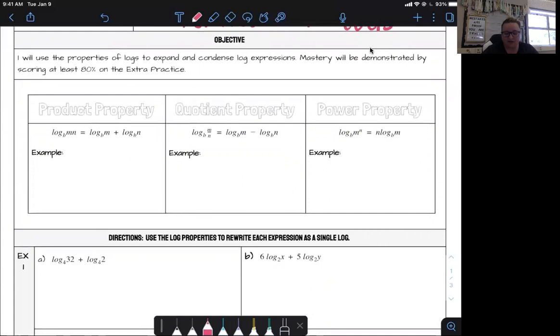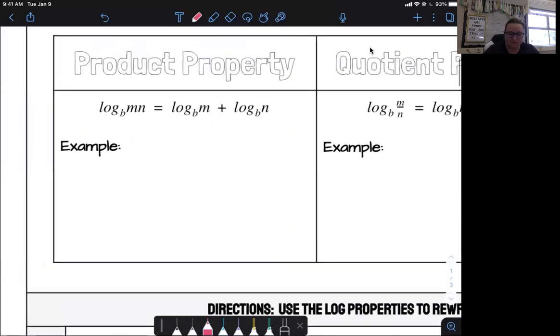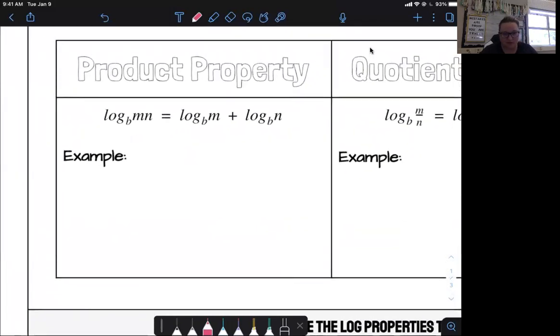All right, so our objective today is I will use the properties of logs to expand and condense log expressions. Mastery will be demonstrated by scoring at least 80% on the extra practice. So the very first property we're going to learn about is the product property.